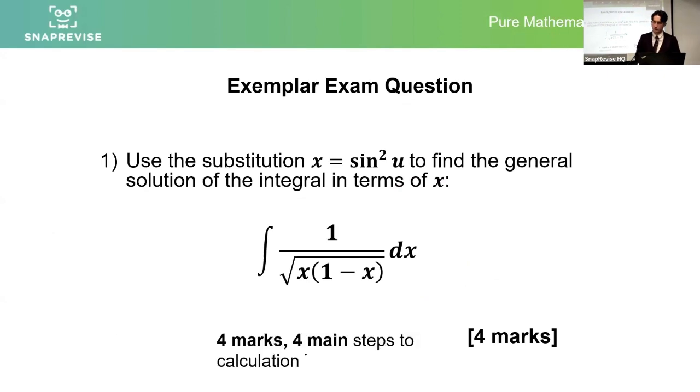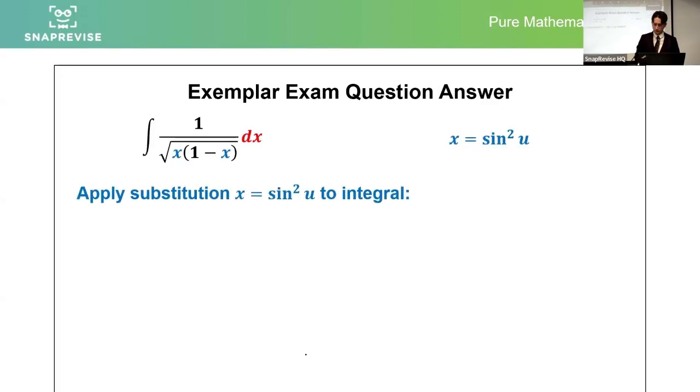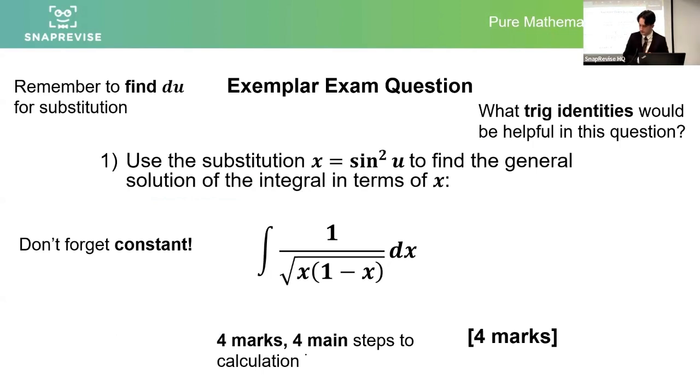I'm going to give you 3 minutes to look at this. 4 steps, du for the substitution. Trig identities might be helpful. Don't forget the constant. Here you go, 3 minutes. Give this one a go by substitution. The substitution is there for you as well.